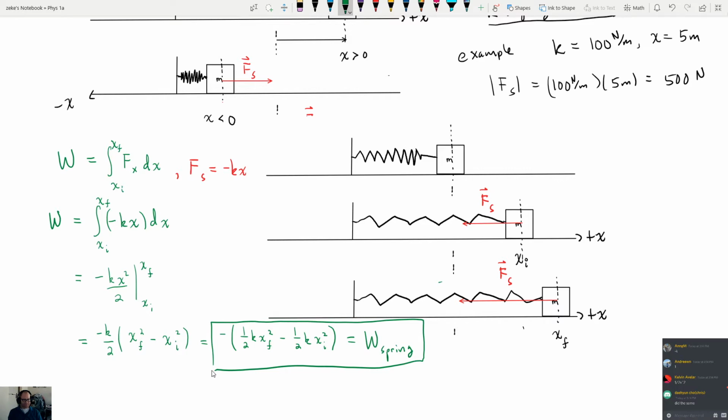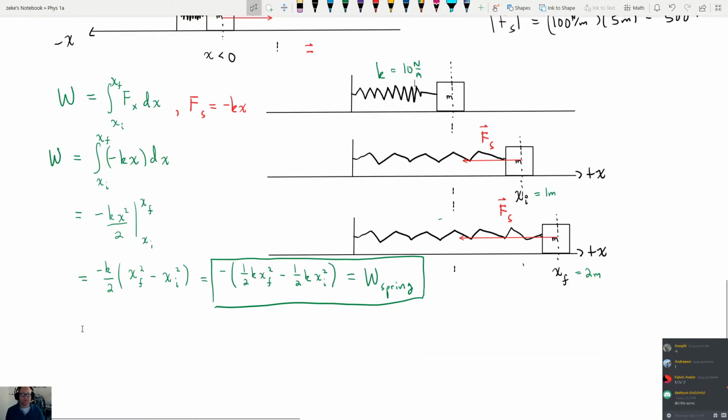Okay. And we can pick some numbers. So let's say, for example, that x initial was 1 meter, and x final was 2 meters, and our spring constant k was equal to 10 newtons per meter. Then we could calculate what the work done by the spring is if we use those numbers, right? Okay, I guess I should ask this question before I even do it. Do you think the work done by the spring is going to be positive or negative?